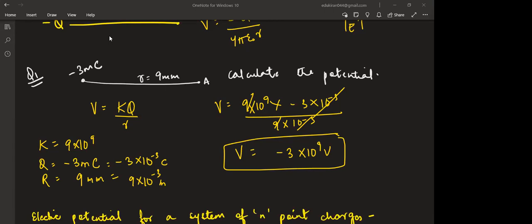Ma'am. Yes, say Madiha. Ma'am, 1 microcoulomb is equal to 10 to the power -6 coulombs, right? Yes, 1 microcoulomb. Here we have 1 millicoulomb. Oh, okay.